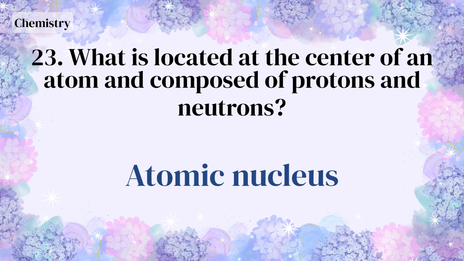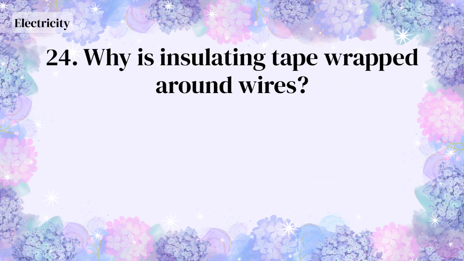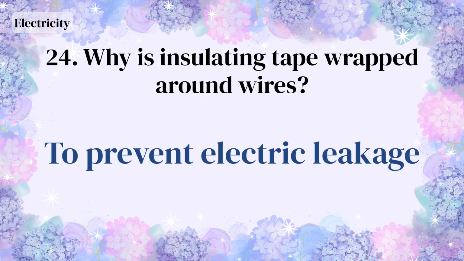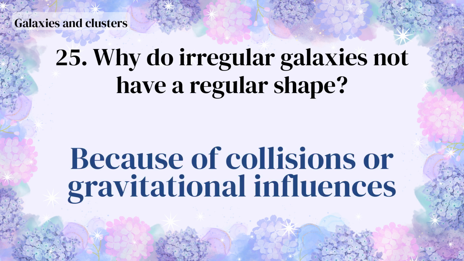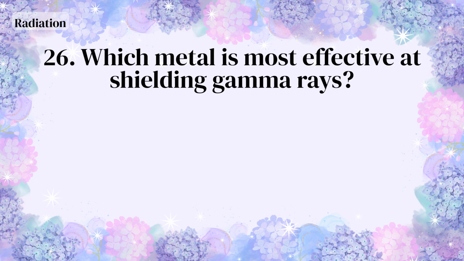Atomic nucleus. Why is insulating tape wrapped around wires? To prevent electric leakage. Why do irregular galaxies not have a regular shape? Because of collisions or gravitational influences. Which metal is most effective at shielding gamma rays?